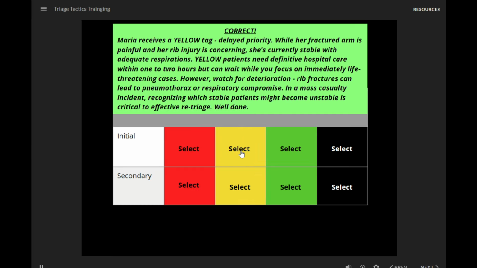Correct. Maria receives a yellow tag, delayed priority. While her fractured leg is painful and her rib injury is concerning, she's currently stable with adequate respirations. Yellow patients need definitive hospital care within 1 to 2 hours, but can wait while you focus on immediately life-threatening cases. However, watch for deterioration. Rib fractures can lead to pneumothorax or respiratory compromise. In a mass casualty incident, recognizing which stable patients might become unstable is critical to effective retriage. Well done. Click Next to continue.